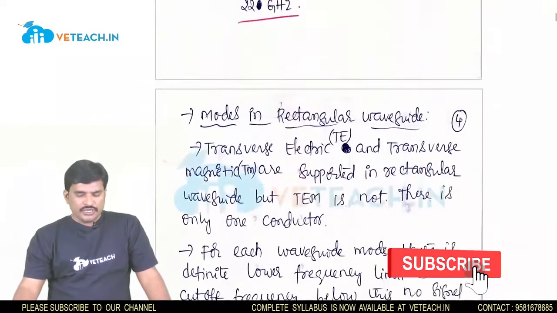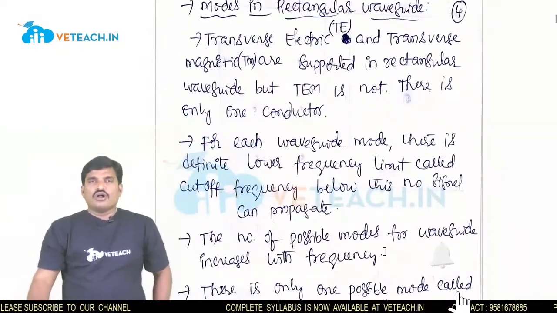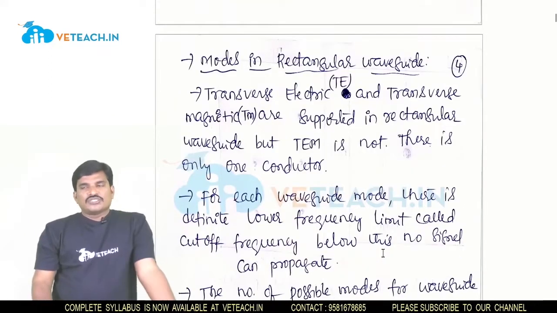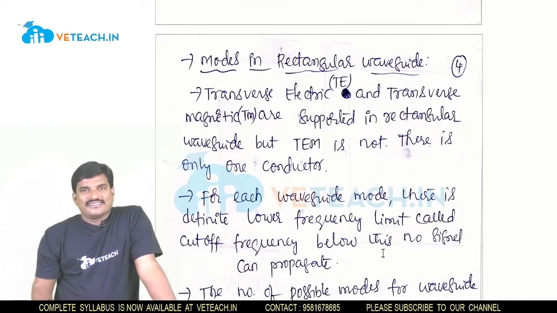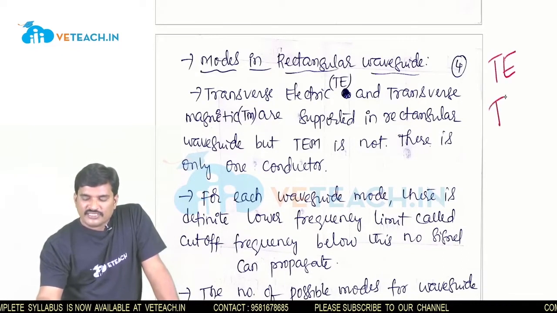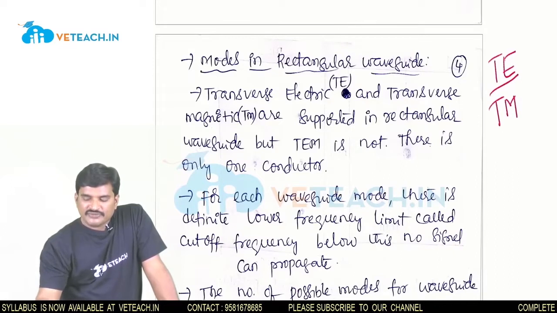Then, a simple topic: the modes in a rectangular waveguide. What are the modes in a rectangular waveguide? Look at that. There are two modes that are possible: TE, transverse electric, and TM, transverse magnetic.